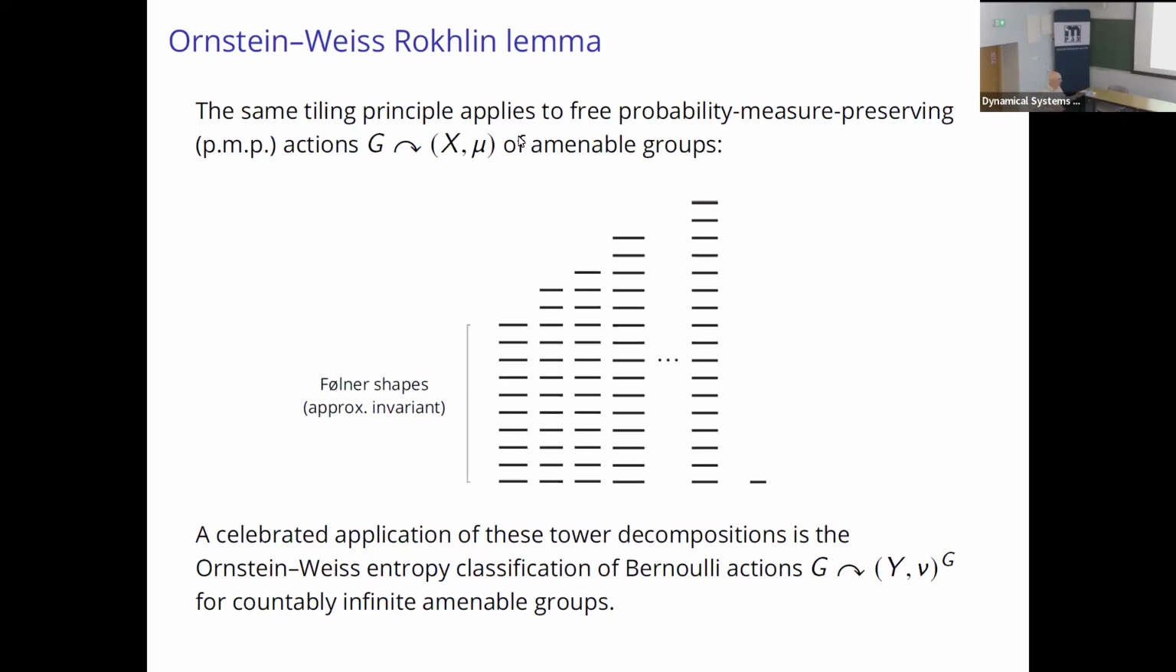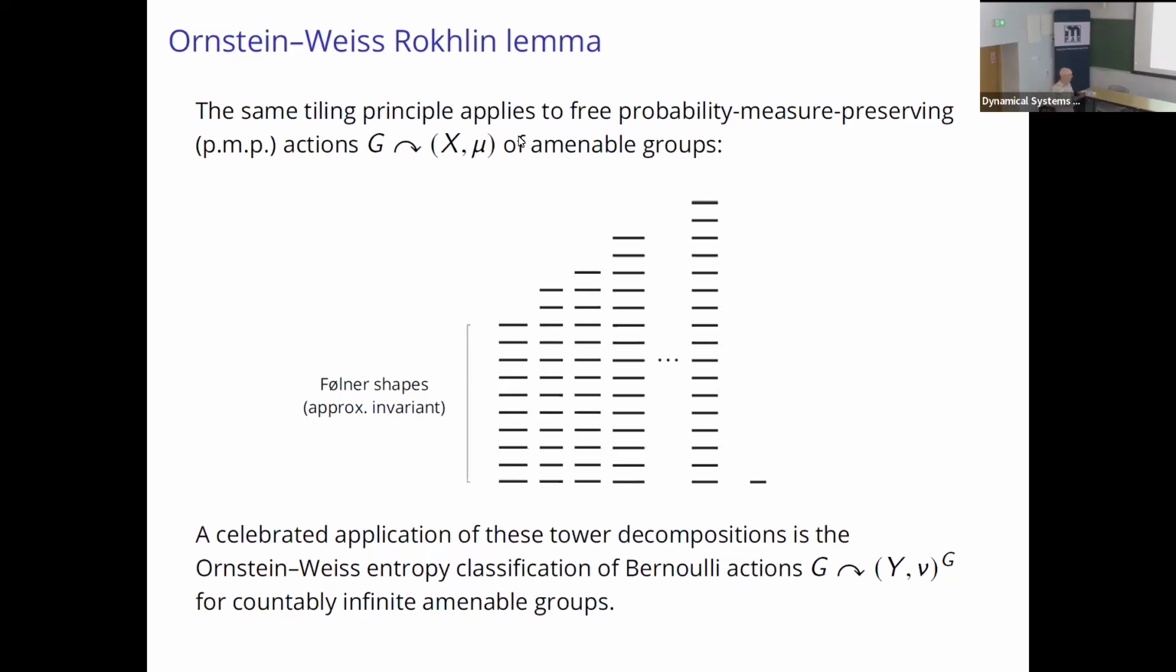Bernoulli actions are a very, very rich class. They're still very much worthy of study. There's lots of things we don't know about Bernoulli actions. You could spend your entire career studying Bernoulli actions. But one of the most celebrated results here in ergodic theory, initially due to Ornstein for single transformations, and then Ornstein and Weiss, maybe this is one of their motivations for proving this tower decomposition here, was to extend this to all countably infinite amenable groups. It's an entropy classification of Bernoulli actions.